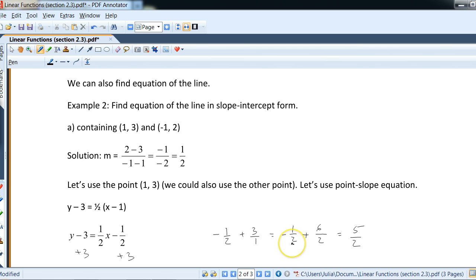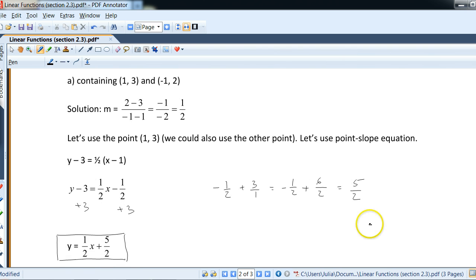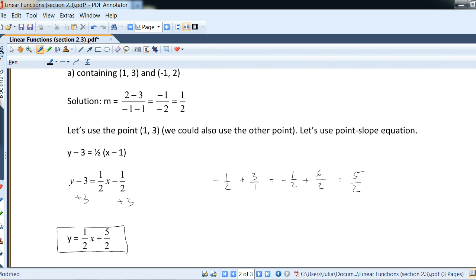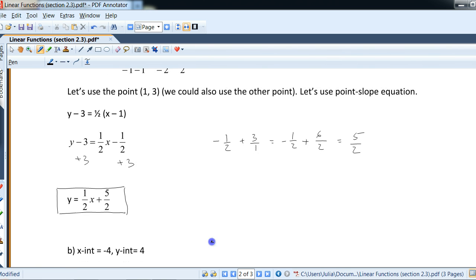So negative 1 over 2, we keep it the same. I rewrote 3 over 1 as 6 over 2. Notice it's still 3 if you divide, but it's 6 over 2. And so now we add and we get 5 over 2. Notice we keep the denominator the same. We add the numerators. So then we go to the next step, which is y equals 1/2 x plus 5 over 2, which we had gotten on the side right here. And that's the answer.